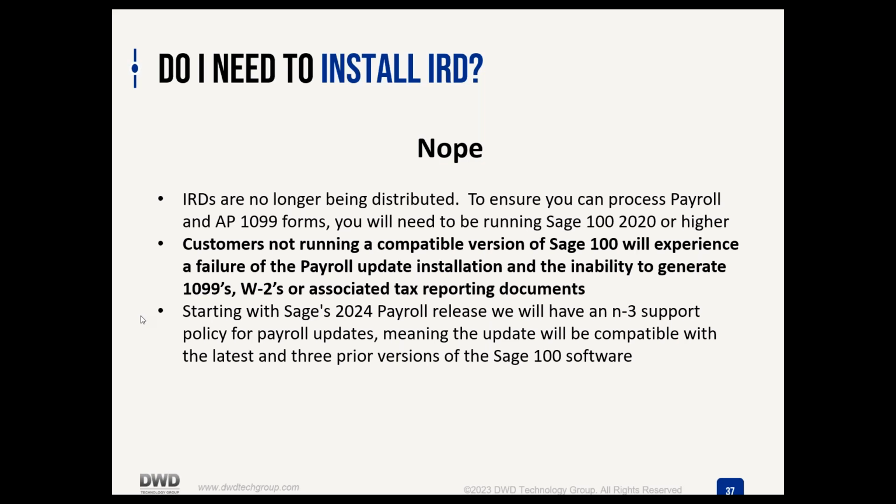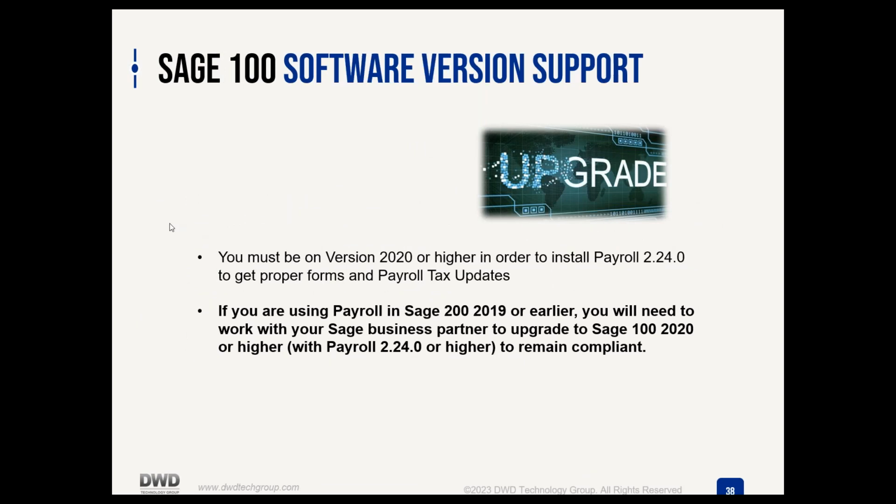And then this is verbiage from Sage. Starting with the 2024 payroll release, we will have an N-3 support policy. So the current version and three prior payroll versions will be supported. And again, just as another reminder, for this year, you need to be on version 2020 or higher in order to install payroll 2.24, which will get you the proper forms and the proper tax updates.